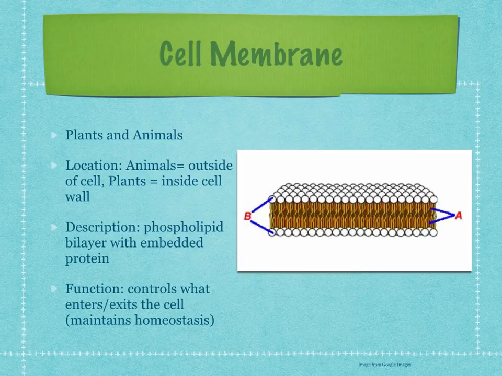So we define homeostasis as maintaining an internal environment. Many times we refer to that as the body as a whole, the organism as a whole, but in this sense we're talking within the cell as well. We have to maintain that internal environment. So you're going to pick a color and color the row for cell membrane, and then color the cell membrane in the plant and in the animal because both have a cell membrane.